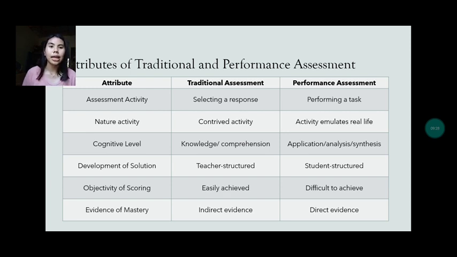Development of solution. In traditional assessment, it is teacher constructed, whereas in performance assessment, it is student constructed. Objectivity of scoring. In traditional assessment, it is easily achieved, whereas in performance assessment, it is difficult to achieve. And last, the evidence of mastery. In traditional assessment, it is indirect evidence, whereas in performance assessment, it is direct evidence. And those are the differentiations of the traditional and authentic assessment.